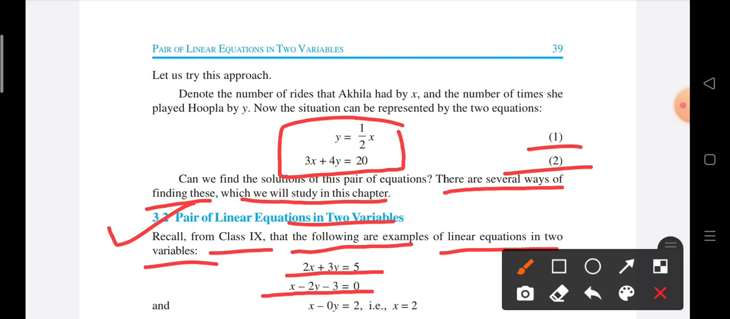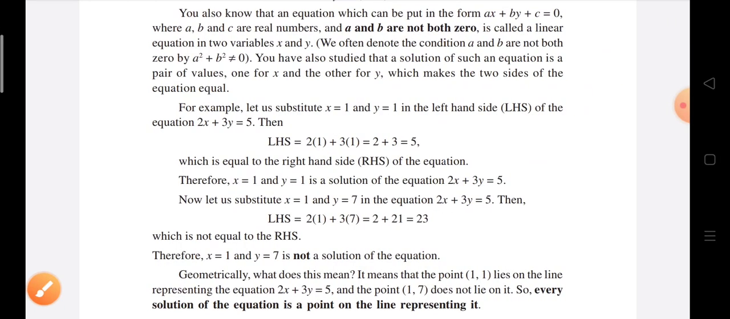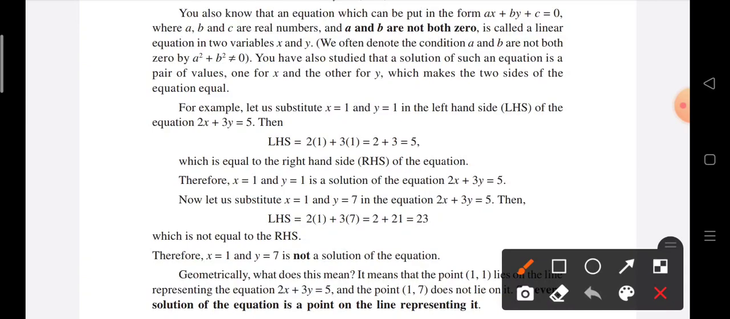Now, x minus 0y is equal to 2, that is x is equal to 2. You also know that an equation which can be put in the form ax plus by plus c is equal to 0, where a, b and c are real numbers and a and b are not both 0. This is important. Now a and b not both 0 means if a and b become 0, the equation will have no variable.